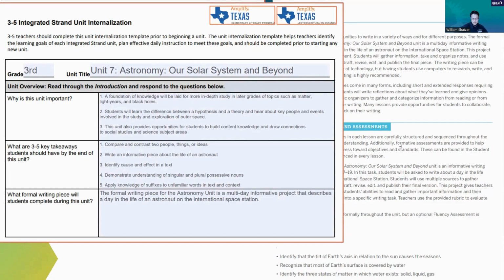Now, to make this more digestible for myself and more digestible for my students, now obviously my students are going to see this, but it's going to translate to what I do with my students in the classroom.